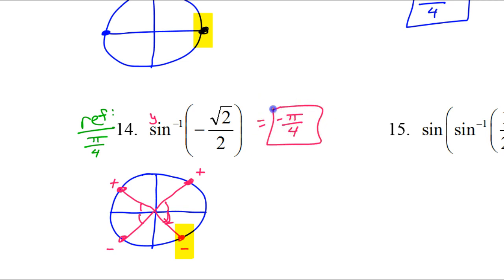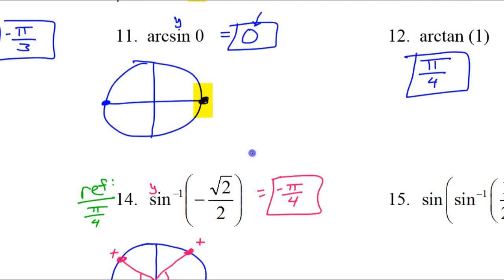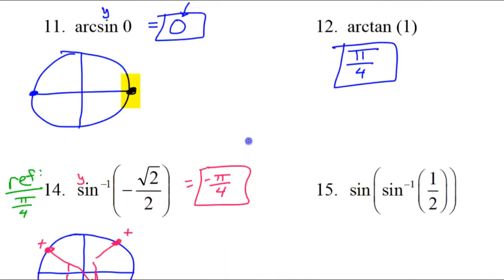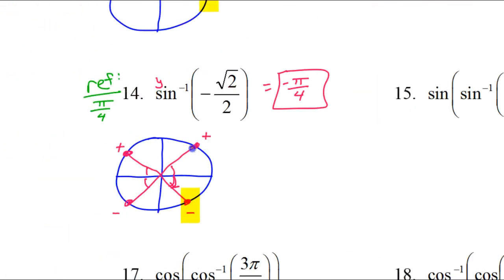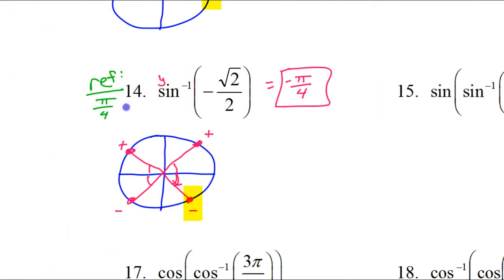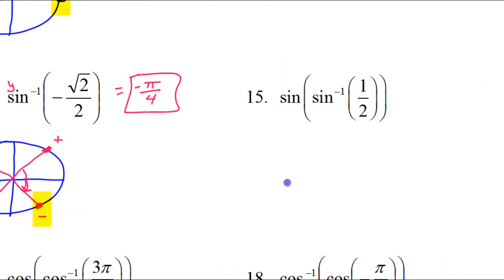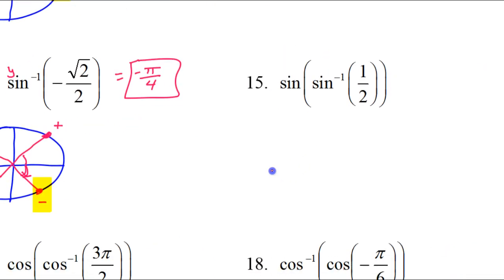Don't think that you can always just take the reference angle and stick a negative sign in front of it. That works pretty often, but every once in a while that's not the case. We saw one of those earlier. I don't feel like hunting for it, but you can't always just take the reference angle and stick a negative on it. That, as a rule, does not always work.